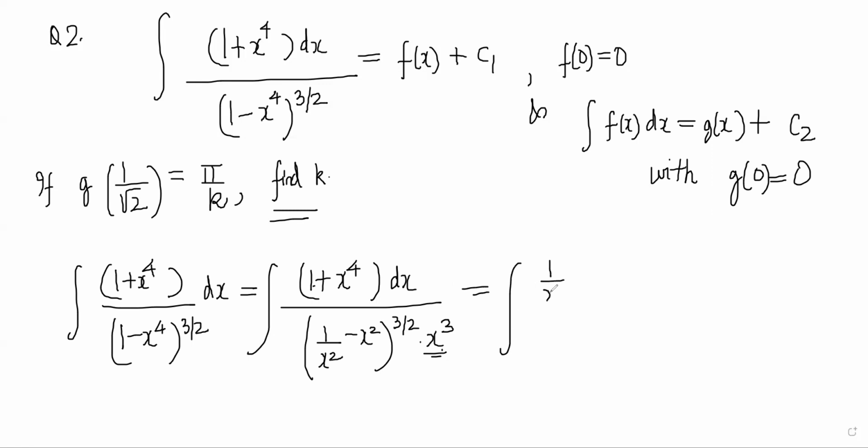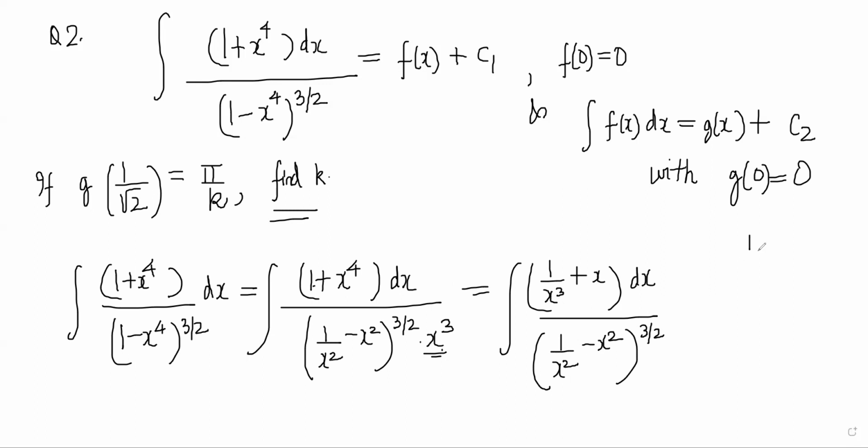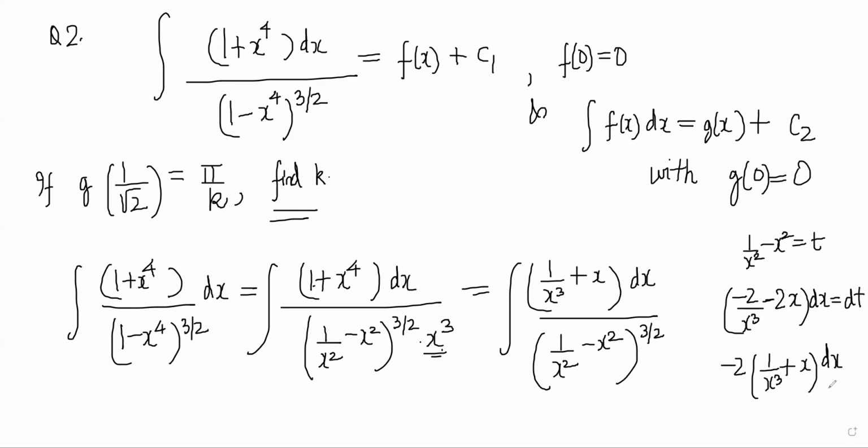So I will get basically (1 by x cube plus x) dx on top, divided by (1 by x square minus x square) whole to the power 3 by 2. Now, is that working out for us? Think about it. If you take 1 by x square minus x square as t, you get minus 2 by x cube and minus 2x dx as dt. So you can take minus 2 common, and it is (1 by x cube plus x) dx is equal to dt, right? So that is great because I have (1 by x cube plus x) dx on top.